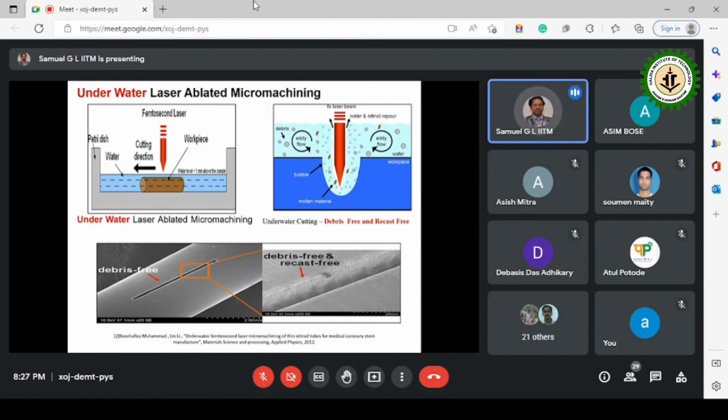Nowadays, to reduce that heat affected zone, the machining takes place under a medium, and usually that can be water. You put the workpiece inside water, but focus the laser on the surface of the metal. Several researchers, including us, have tried that and found that the cut is much better when compared to an oxygen environment like air.